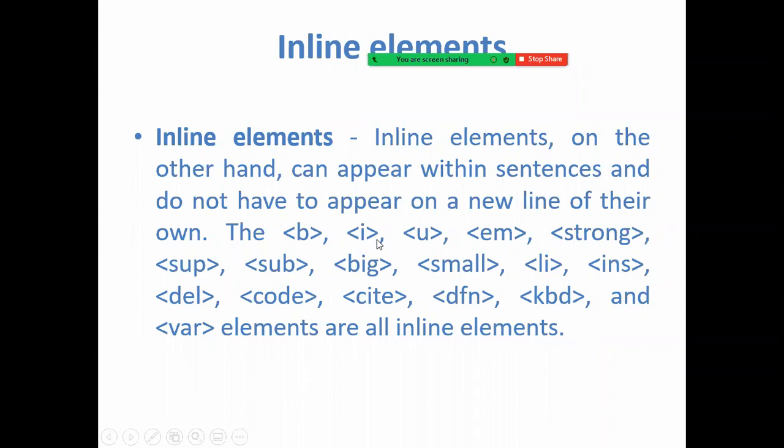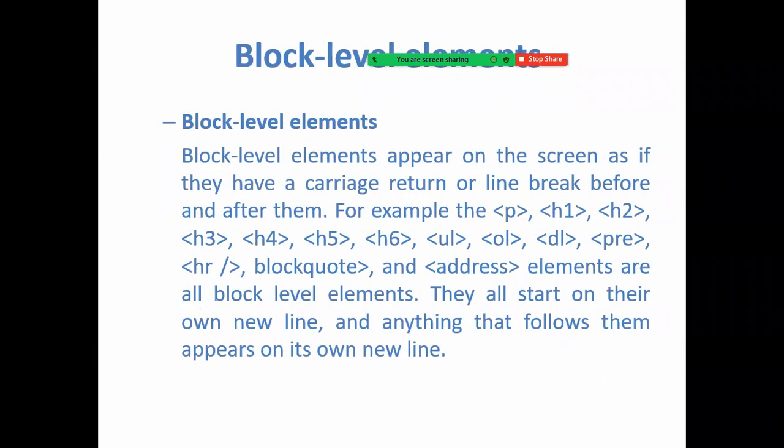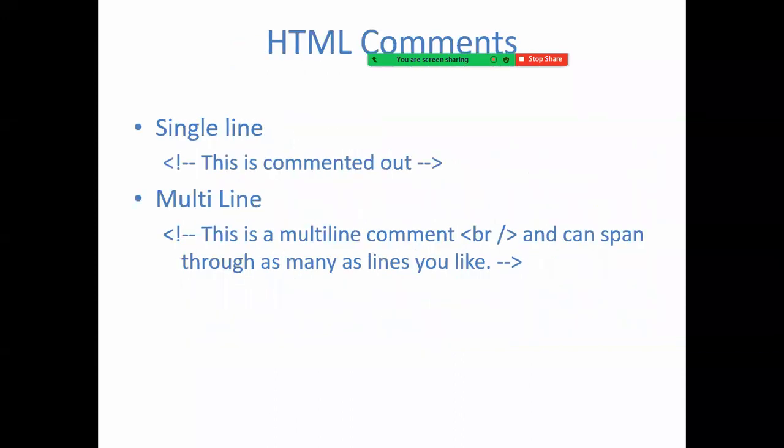At least 5 to 6 you can remember. Bold, italics, underline, emphasized, subscript, superscript, strong, big, small, all those things can be the inline elements. Then P, H1 to H6, ordered list, unordered list, then definition lists, DL is called as a definition list, PRE, those are the block level elements. So if I ask you what is the difference between an inline element and a block level element?